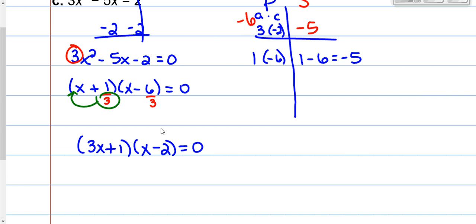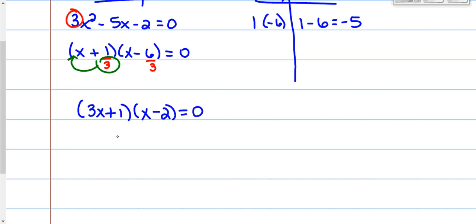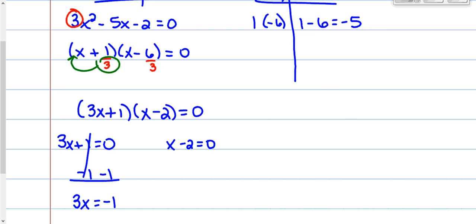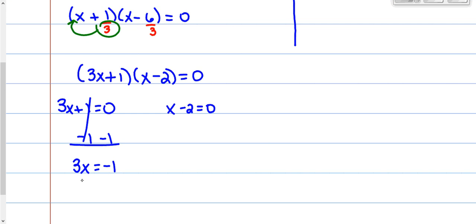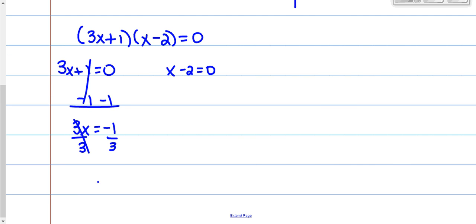All right, so let's move forward. You have your two factors, split them apart. 3x plus 1 equals 0, and then x minus 2 equals 0. Here we are going to subtract 1 from both sides, and we get 3x equals negative 1. One more step here because of the 3, so divide by 3 on both sides. And x equals negative 1/3. All right, over here, one step, add 2 to both sides, and x equals 2.